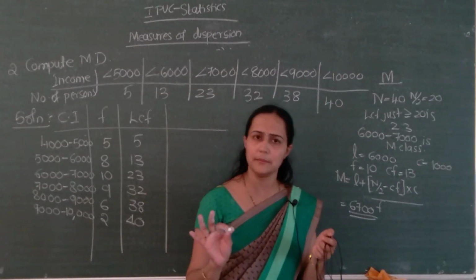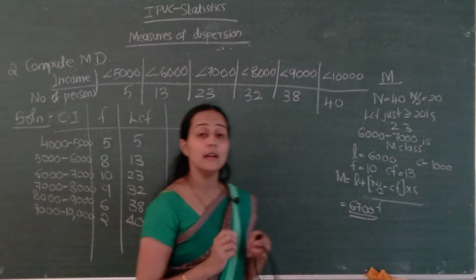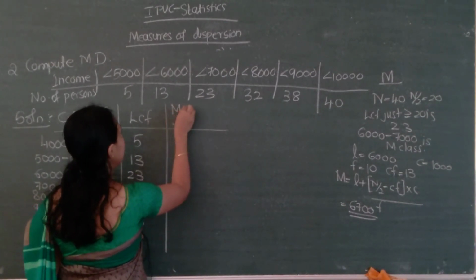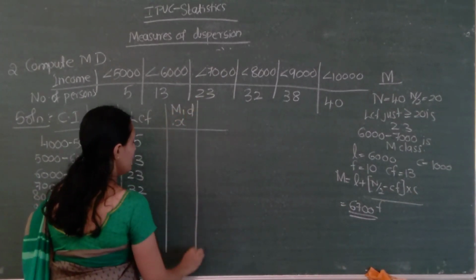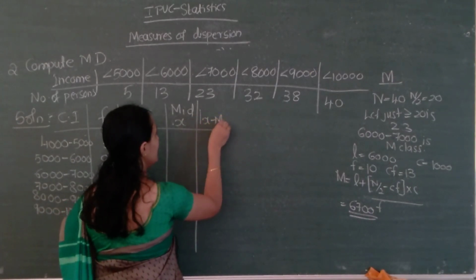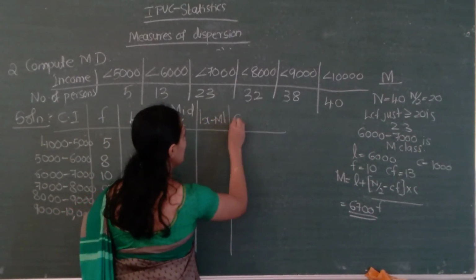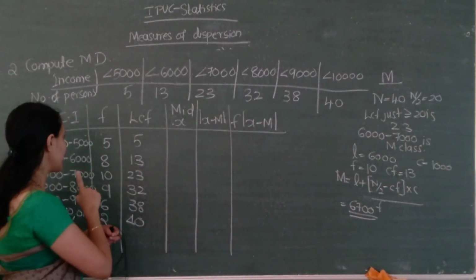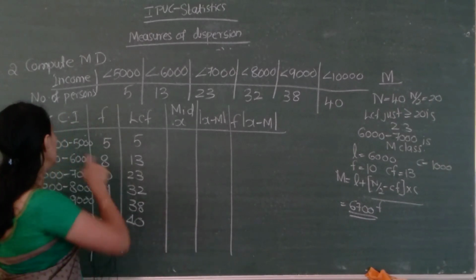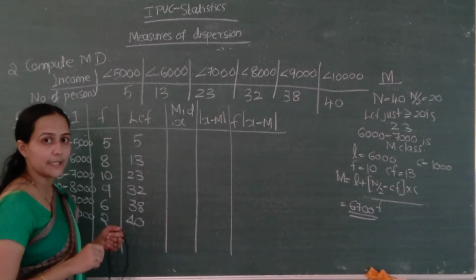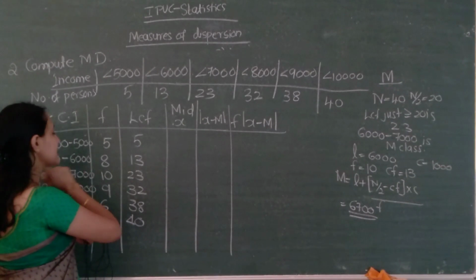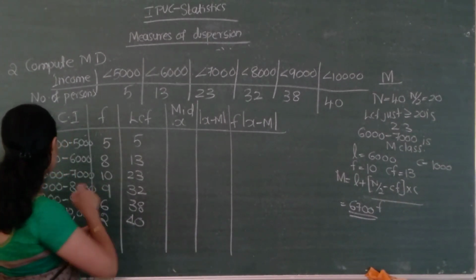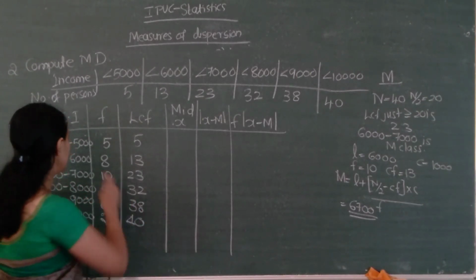You know how to find a median in the continuous series. Same here we did. Next, mid x is required. Next, mod x minus m. Next, f into mod x minus m. Mid x means upper limit plus lower limit divided by 2. 4000 plus 5000 divided by 2. 5000 plus 6000 divided by 2. 6000 plus 7000 divided by 2. 7000 plus 8000 divided by 2, like that.